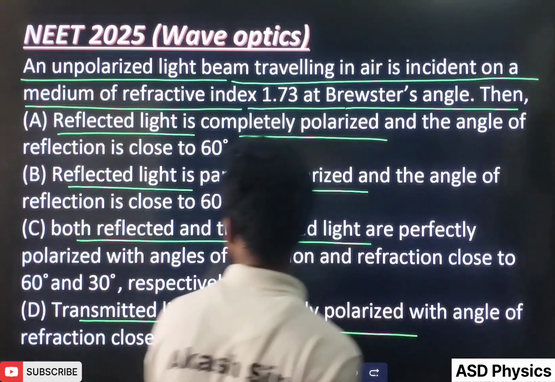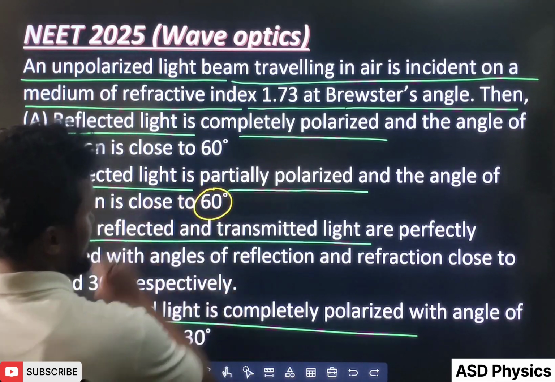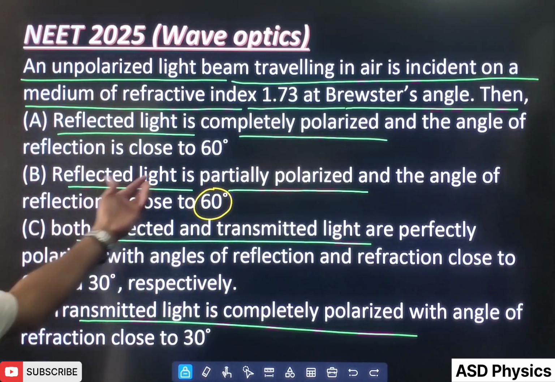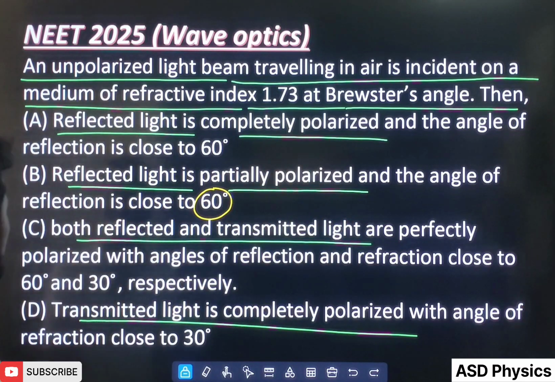Okay, so which option is correct here? You can see very well where the 60 degrees is given here. Okay, and let's see here. Reflected light is partially polarized? No, reflected light is completely polarized. That is not possible. Now let's see the next option.